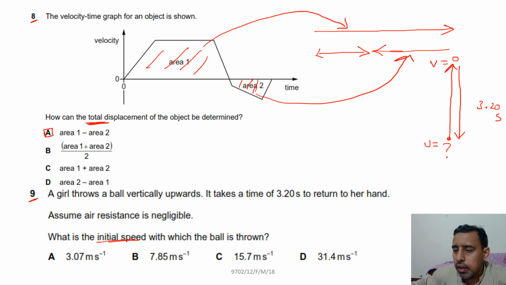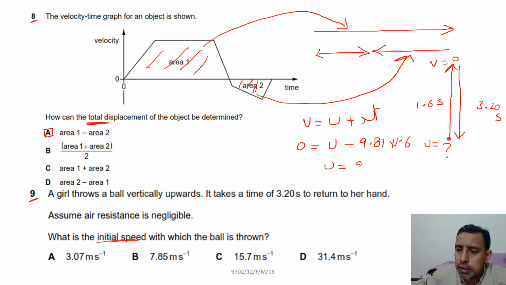It is 1.6 seconds. So the time is known. We may use v is equal to u plus at. This v is 0, u is required, moving against the gravity, so minus, a is replaced with g and the time is 1.6. So u is 9.81 into 1.6. By substituting the values, you come to know that the answer is this. So option D is correct.